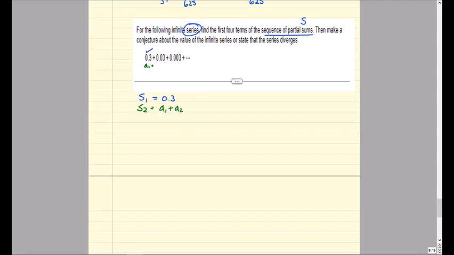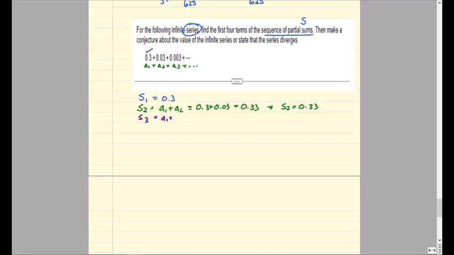So this is A1 plus A2 plus A3. So that would be 0.3 plus 0.03, which is 0.33. So this would mean S sub 2 equals 0.33. So let's go ahead and look at S sub 3.